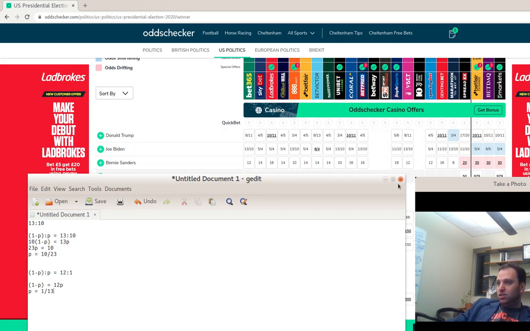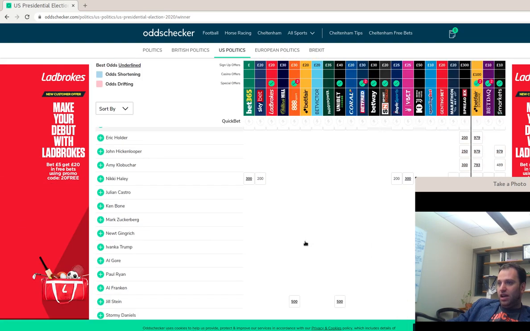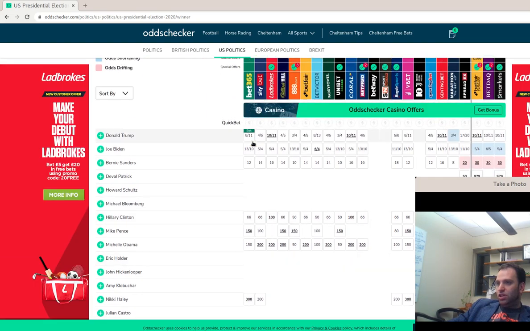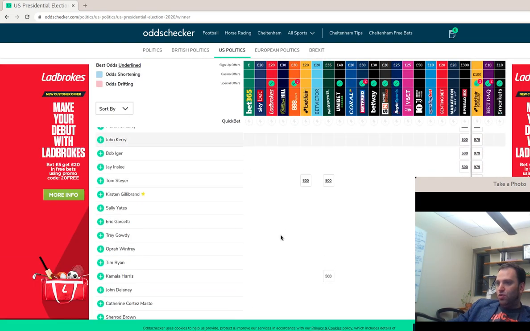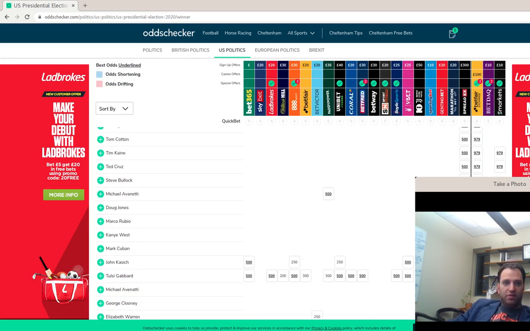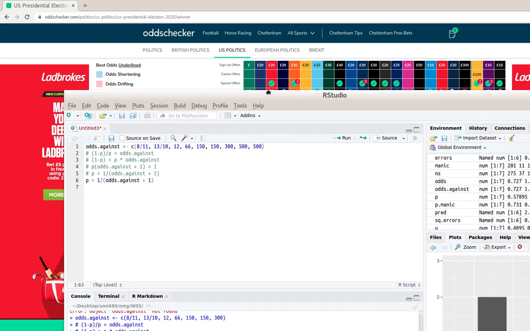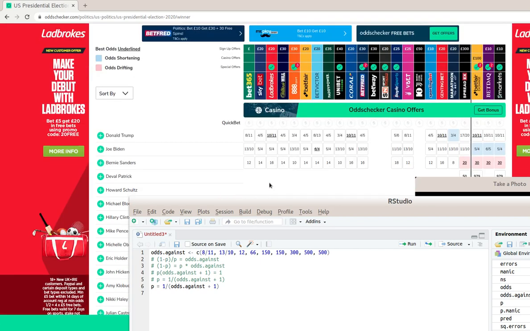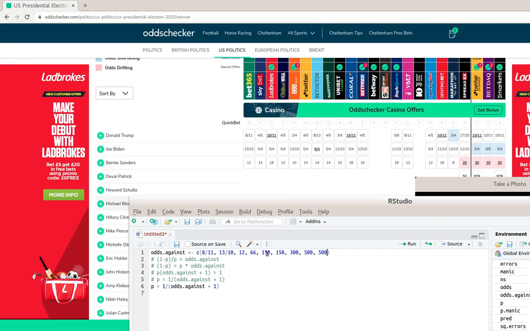One thing you could do is look at all of those. Here we have those odds, and if we scroll down more, we have 2 500s and nothing more. The calculation might look like this. For the odds against, I just copied Trump's 8 to 11, and then 13 to 10 for Biden, and so on. So the odds against are like this, assuming those are even odds.